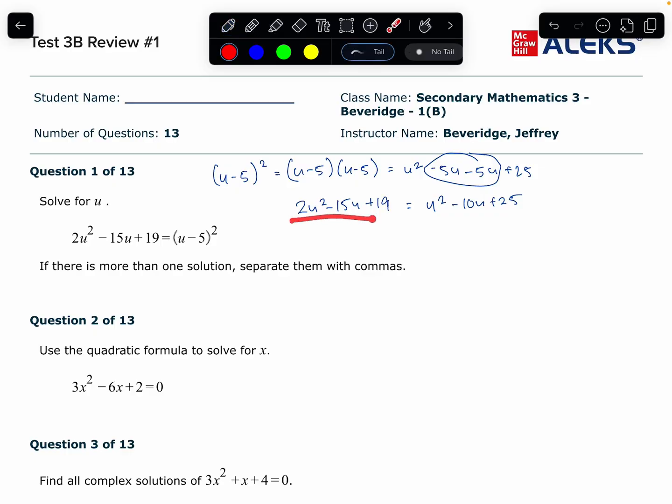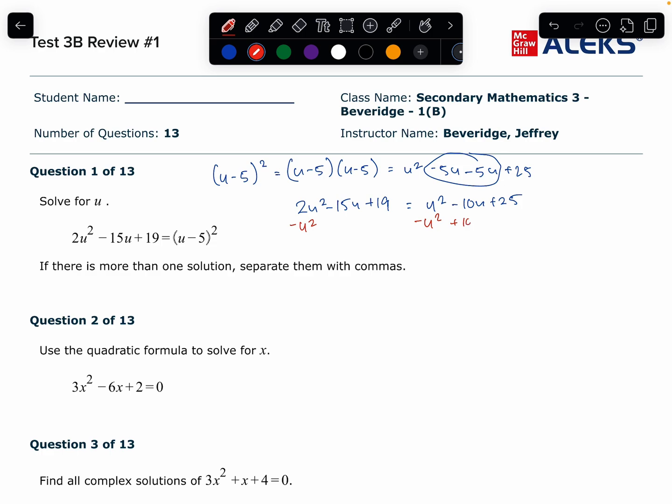And now that I have this right side expanded, I can combine terms by moving terms over here. And it's better to move these terms over here because the leading coefficient on the left is 2, and the leading coefficient on the right side is 1. So it would be better to subtract 1 from 2 than to subtract 2 from 1, because then I'll get a negative leading coefficient, which is okay, but a little tricky with the negatives. So I'm going to subtract u squared here.